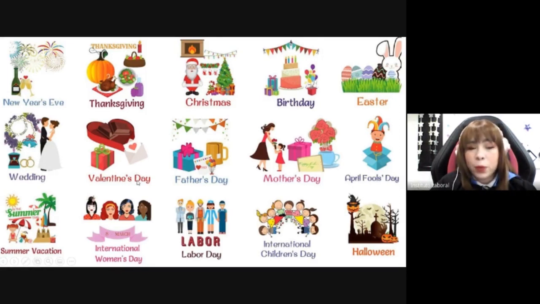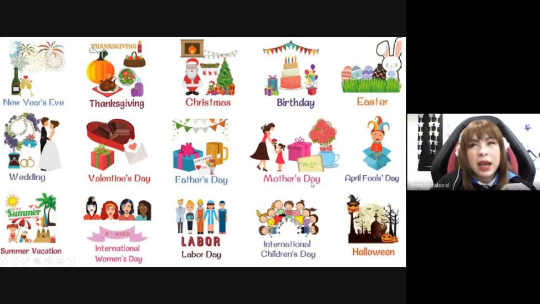Valentine's Day is a day to celebrate love, right? So couples, friends, and people that share love, they celebrate that day with hearts. Everything is decorated with red hearts, and people exchange chocolate and cards. Father's Day, this is very popular here in Panama. Mother's Day, this is one of the most important celebrations of our country, right?